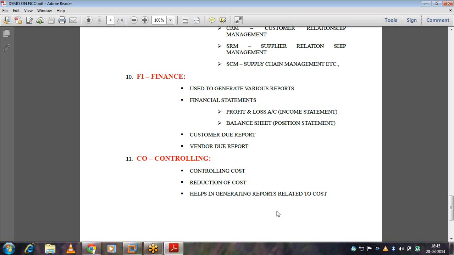Okay, this is the reason why the controlling module is being used by most of the organizations. But the point here is, for organizations in the service sector, the service industry, using the controlling module is not mandatory. But for organizations on the manufacturing side, using the controlling module is mandatory. So this is the finance and controlling module overview.